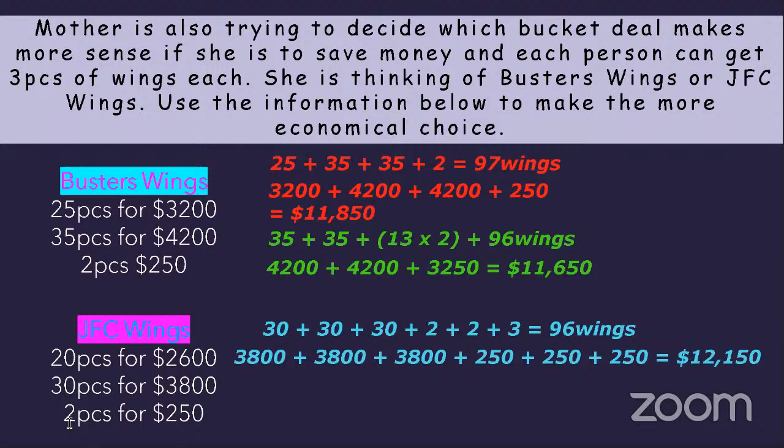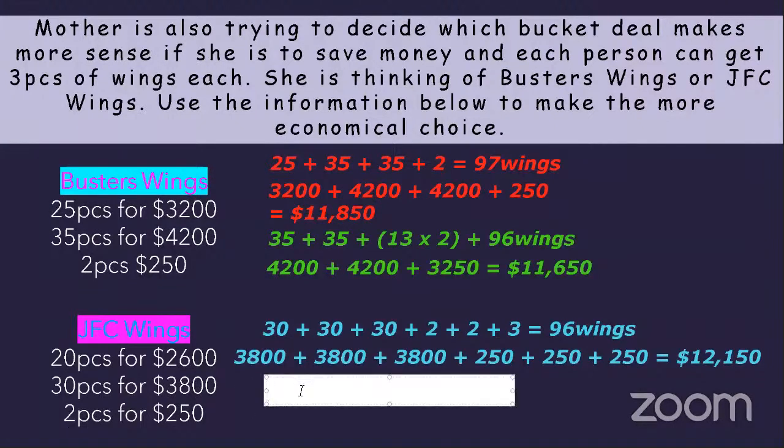What if we just buy some two-piece combos or some two-piece deals? That means if we have 96 wings and we want some two-piece meals, we're going to divide 96 by 2, and that will give us 48 meals. So 48 two-piece combos. So we're going to multiply 2 times 48, because that will give us 96 wings, right? So we want 48 two-piece meals, and we'll have 96 wings in all.